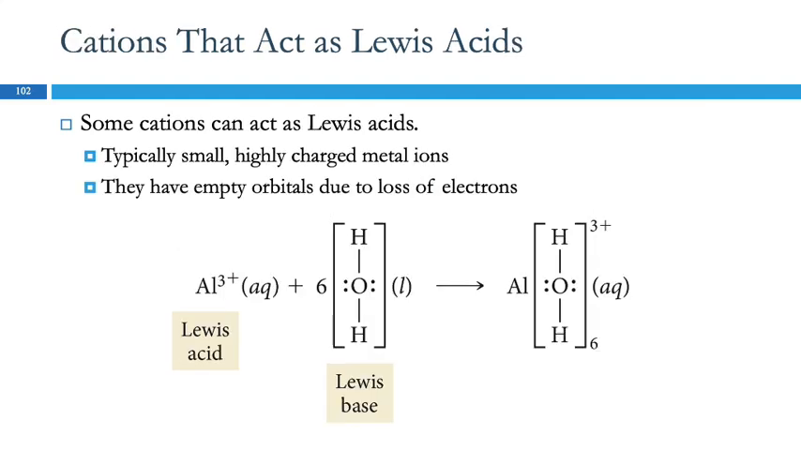Some cations can act as Lewis acids. These are those small, highly charged metal ions we talked about on Monday. They have empty orbitals because they lost some electrons. So here we've got aluminum 3+, and we've got water being the Lewis base. So aluminum and water can form an adduct, where the oxygen of water is donating electrons to the aluminum. And we can make this guy.